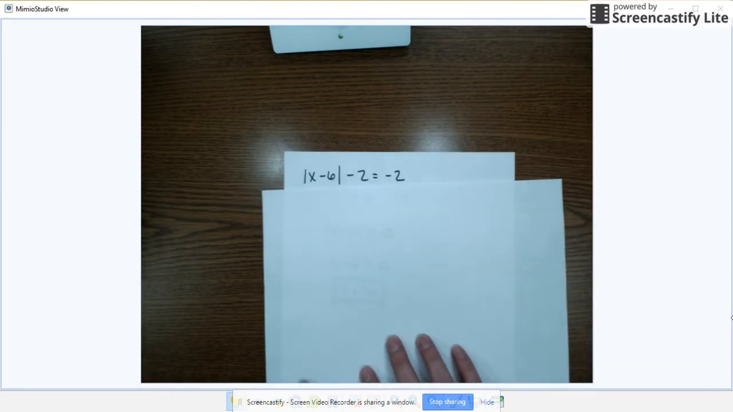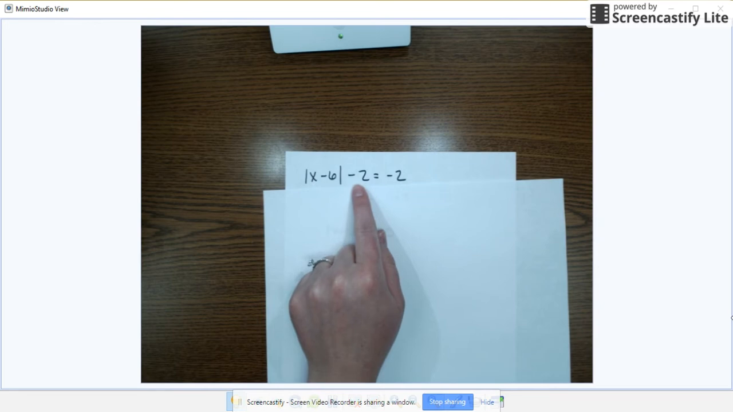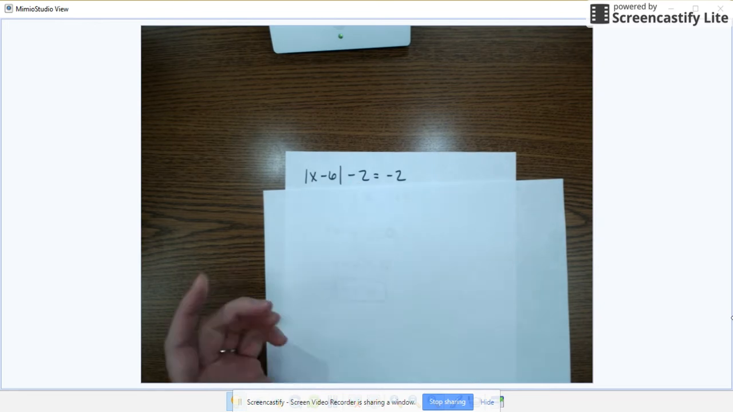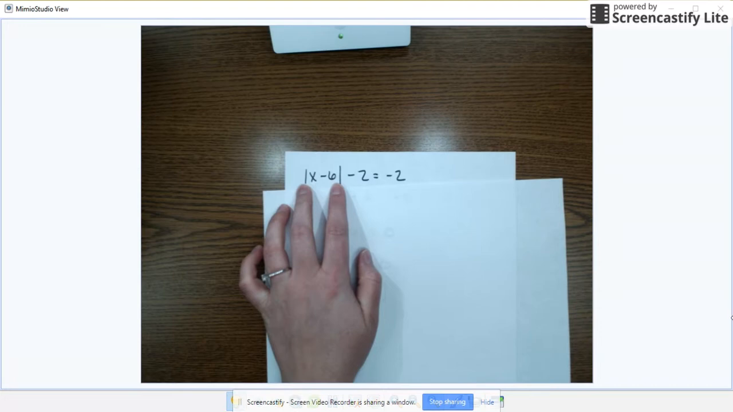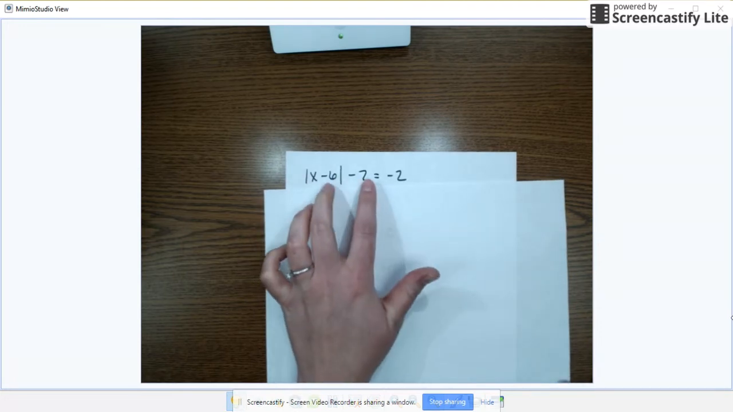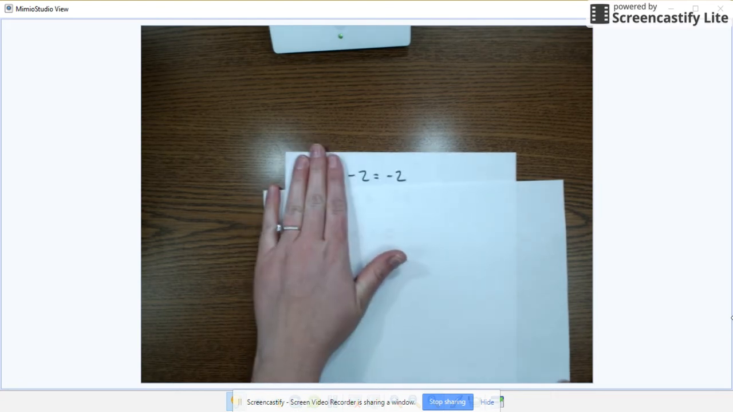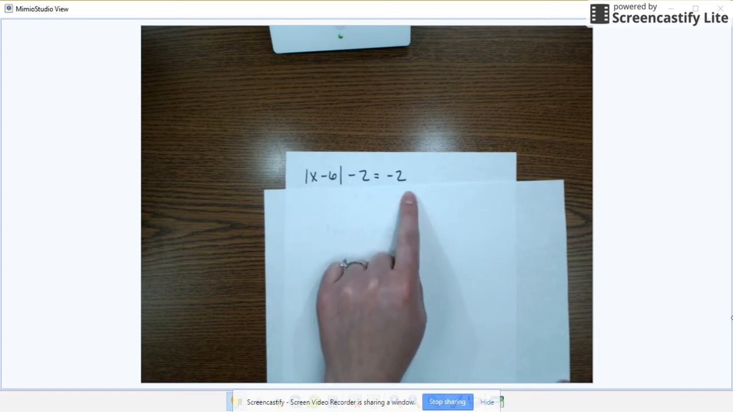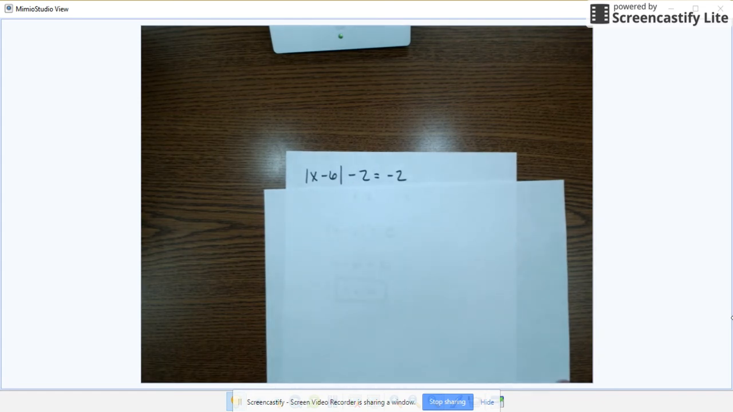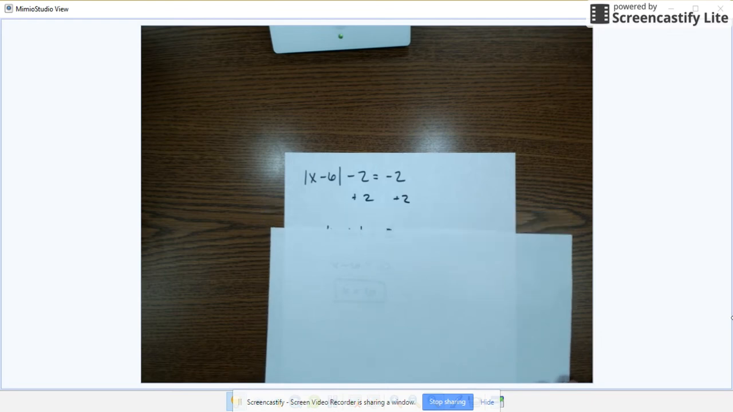Final one. Similar to our last two examples, this time instead of multiplication out in front of our absolute value, we have subtraction. You could have addition out here as well. Our goal is still to get this absolute value by itself. The first thing you have to do is add 2. Again, another misconception, you cannot combine these. Okay, this has absolute value. That means that has to stay by itself. You get rid of that minus 2, put it on the other side. In order to do that, we have to add 2 to both sides. So we have the absolute value of x minus 6 equals 0.